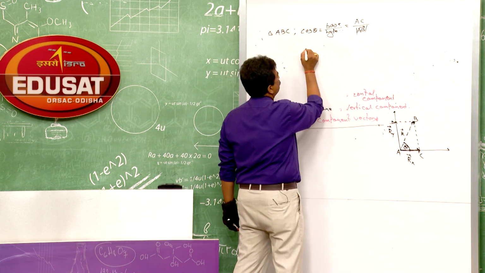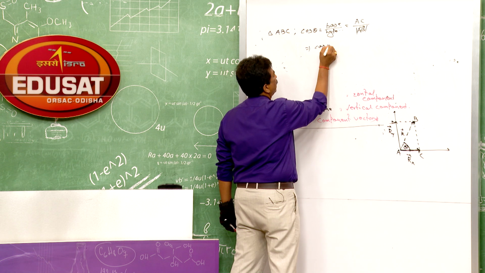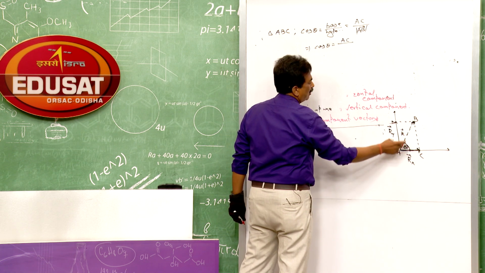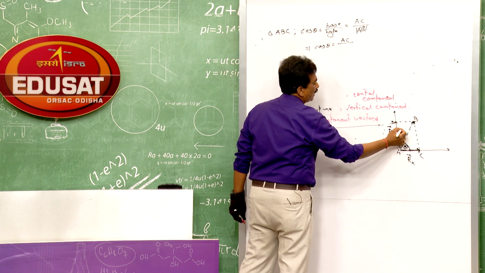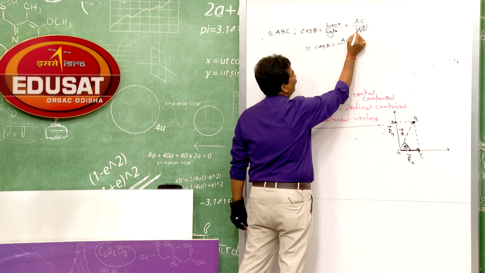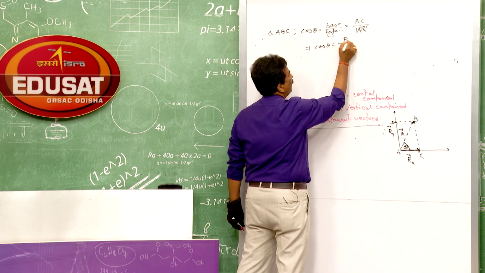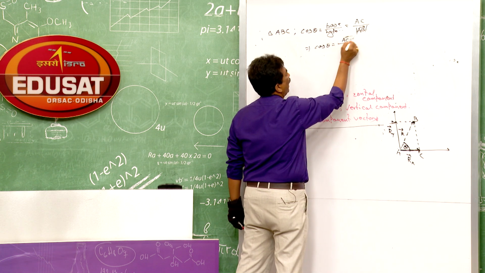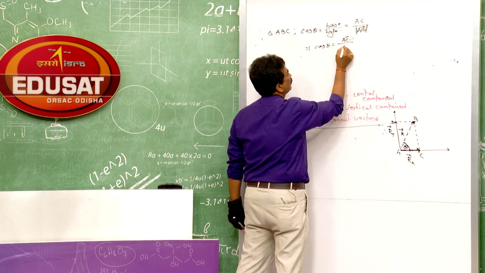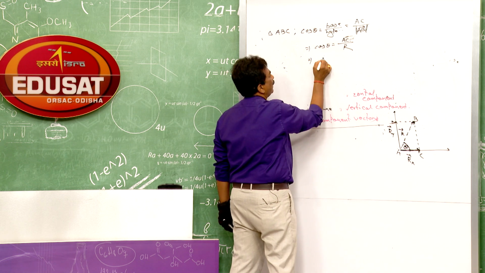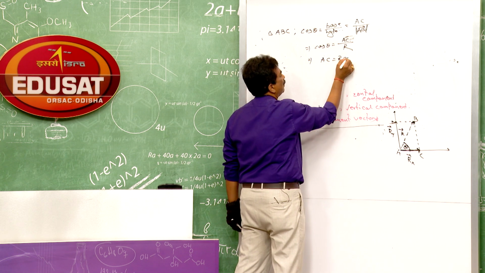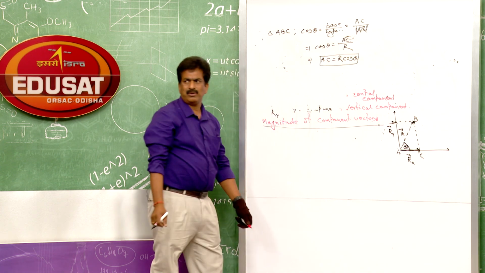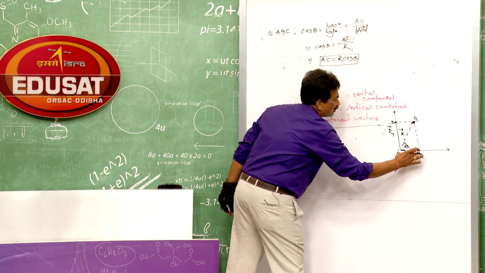So, cos theta is equal to AC over the magnitude of the AB vector, means the magnitude of the R vector. The R vector value will be R, so this is AC over the AB vector mod, that is equal to R. This implies AC is equal to R cos theta. AC will be R cos theta. This is AC.